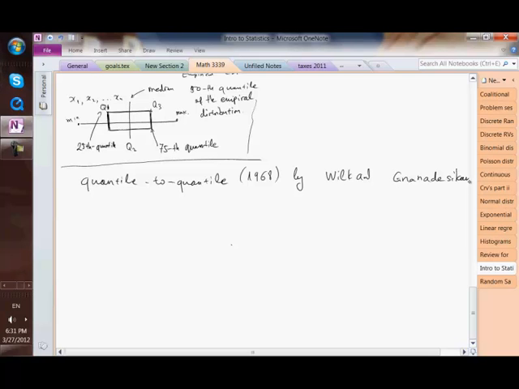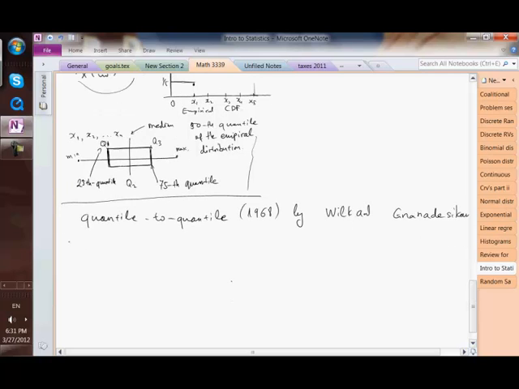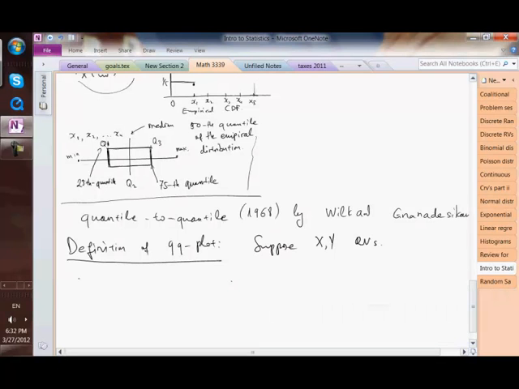Okay. So what is this quantile to quantile plot? Suppose that we have two random variables, x and y, and we have the cumulative distribution functions, f sub x for x and f sub y for y.